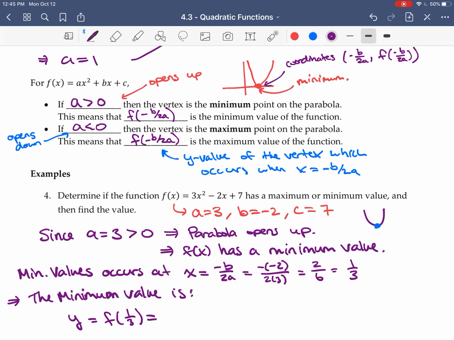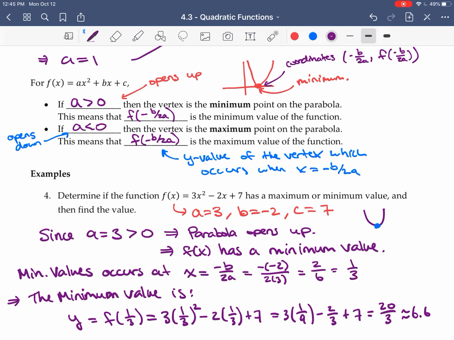If I plug in 1/3, it's going to be 3 times 1/3 squared minus 2 times 1/3 plus 7. That's 3 times 1 over 9 minus 2 over 3 plus 7. If you compute that, you get 20 over 3, which is approximately 6.667. So that is our minimum value, the y value, for this function.